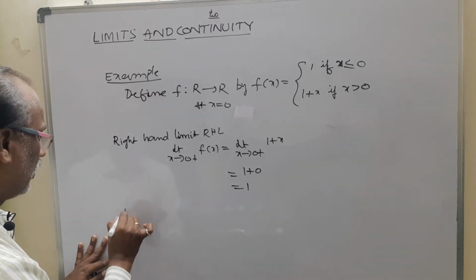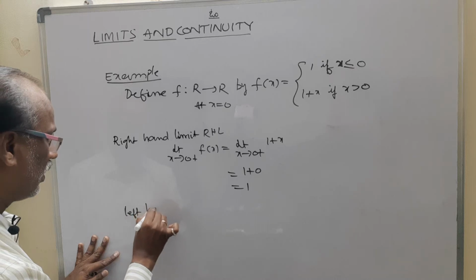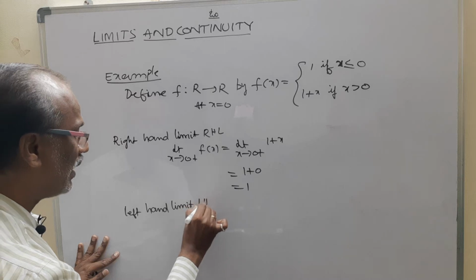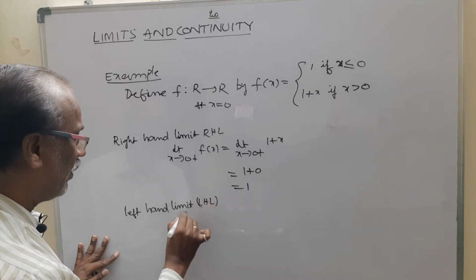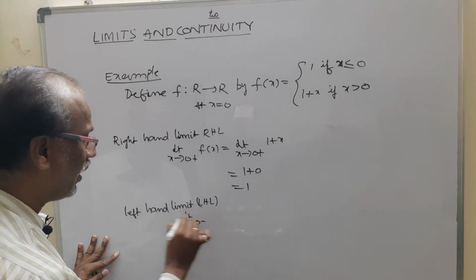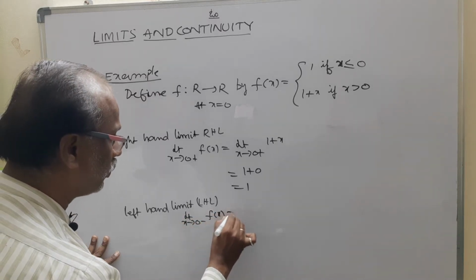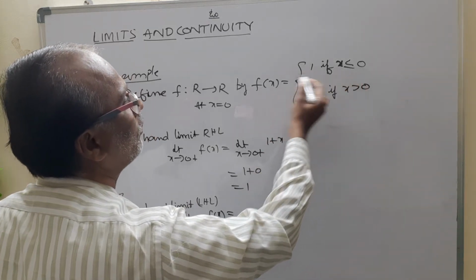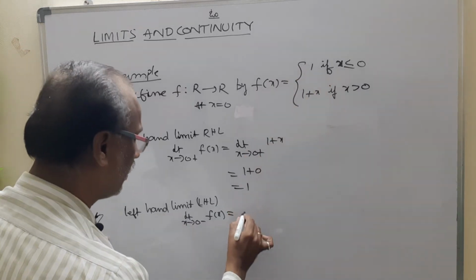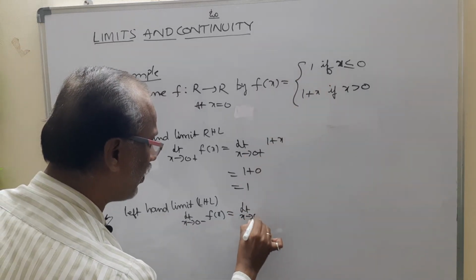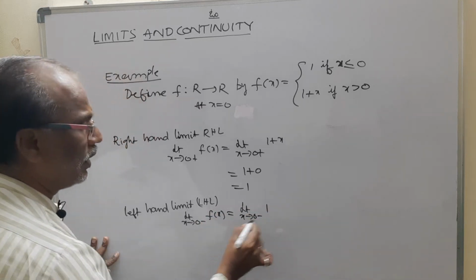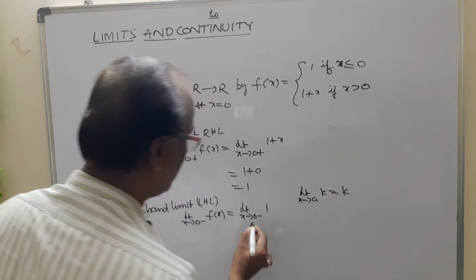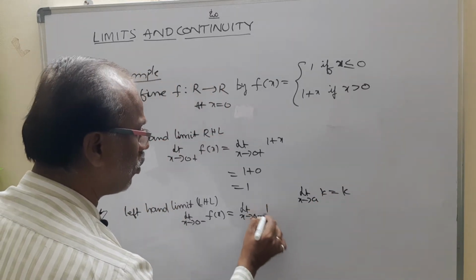Next, the left hand limit, LHL. Limit as x tends to 0 minus of f of x. Here x tends to 0 minus means x less than or equal to 0, and the f of x value is 1. Limit as x tends to 0 minus of f of x is 1. The limit of a constant is equal to the constant. Here the constant value is 1.